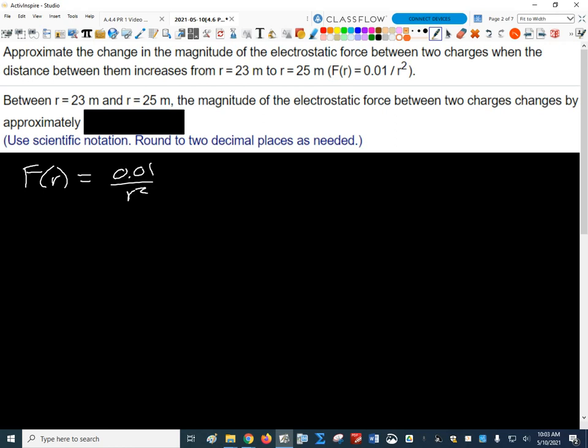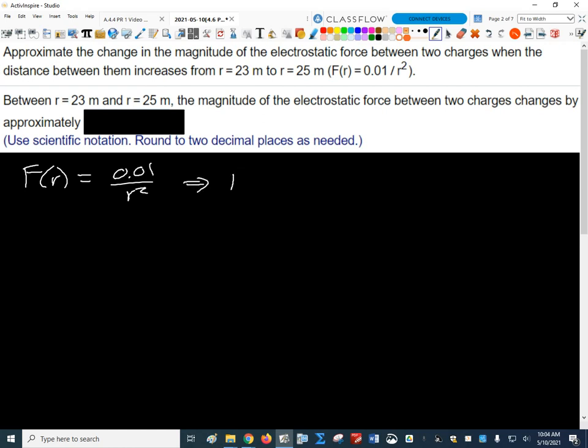Okay, so it's an inverse square relationship. That's the way a lot of forces work in physics. If you double the distance, you decrease the force by a factor of 4. So there's our function, f of r. If we're going to differentiate that, what would we do? We're not going to use the quotient rule. It would work, but it's very clumsy. What would we do to differentiate that? Yeah, we just write it as 0.01 r to the negative 2 and use the power rule, right?